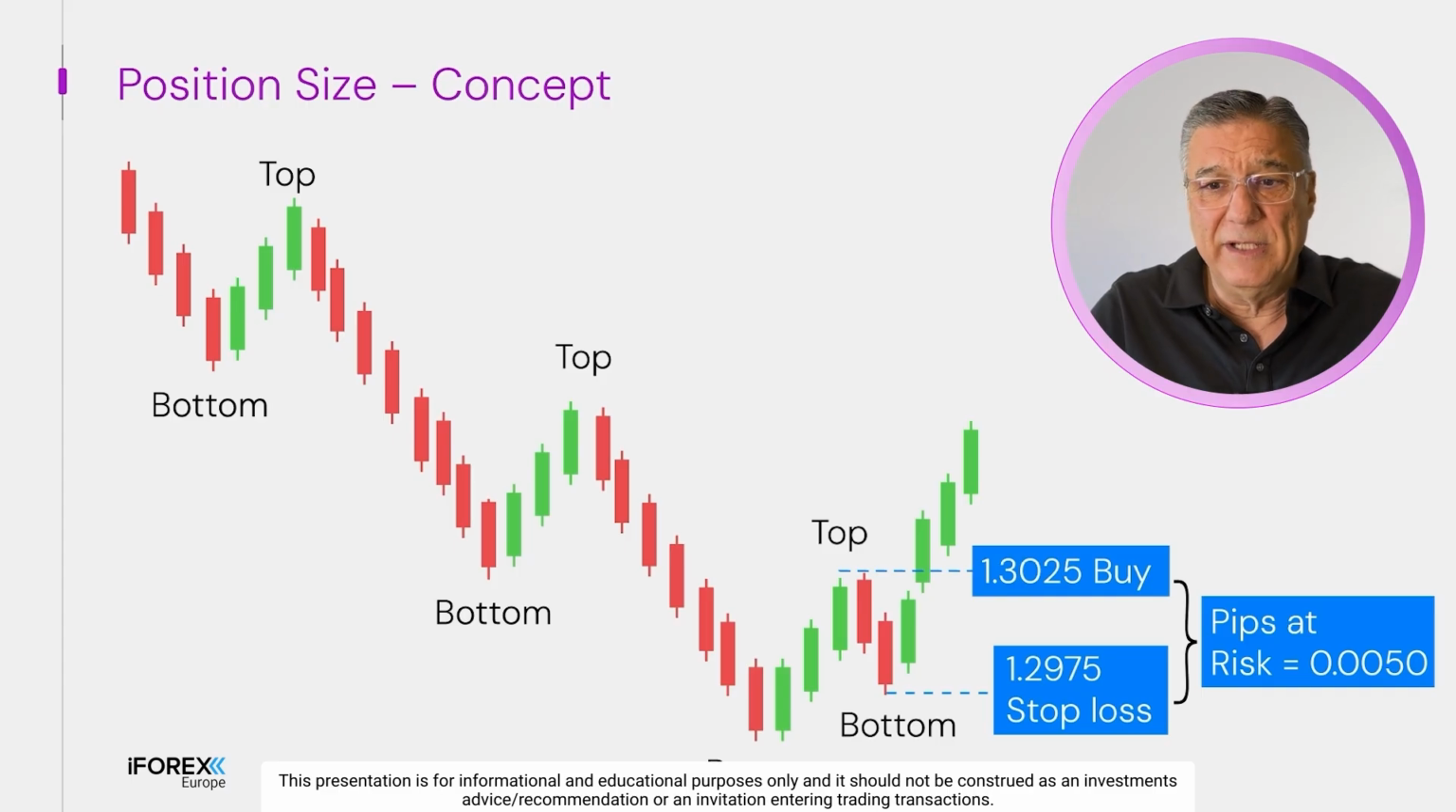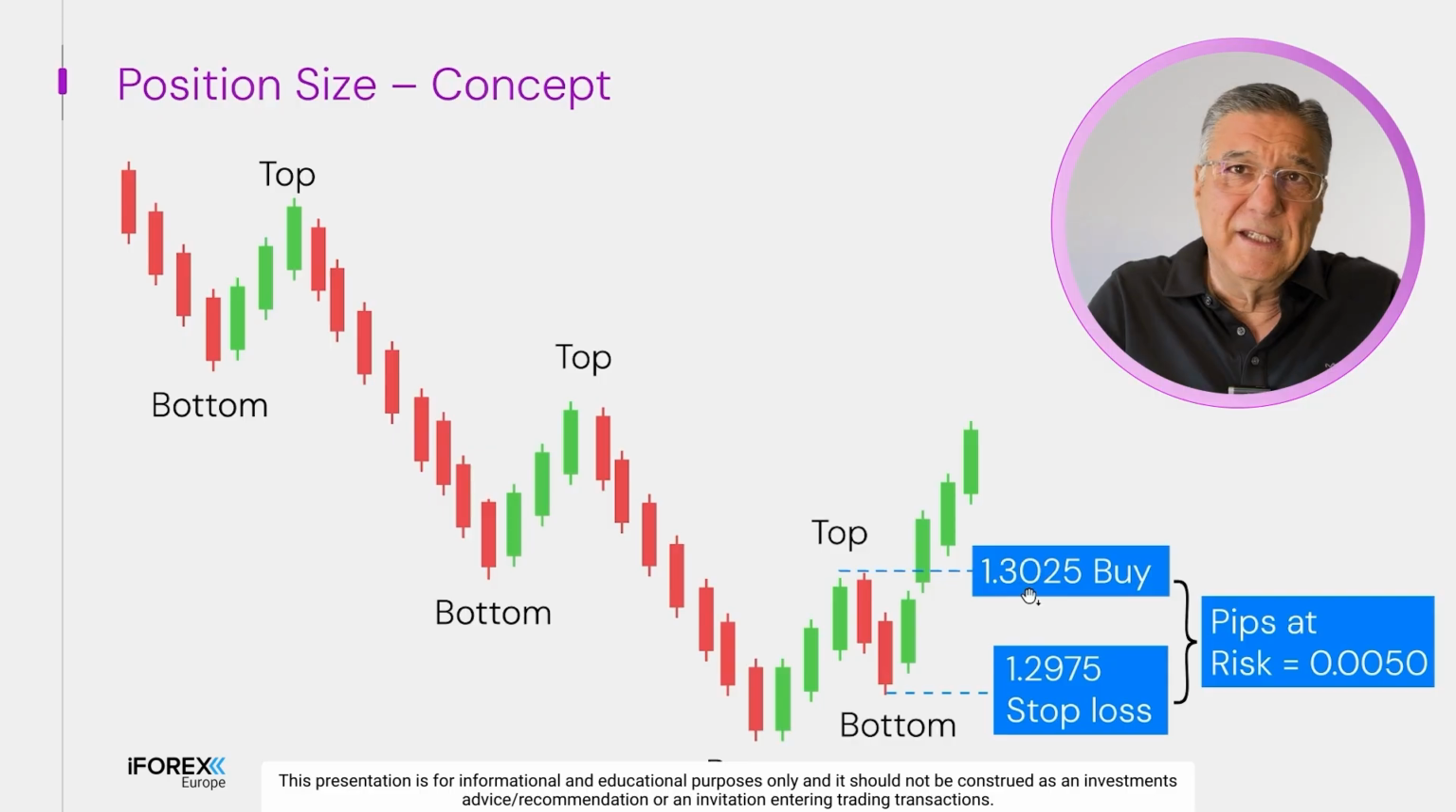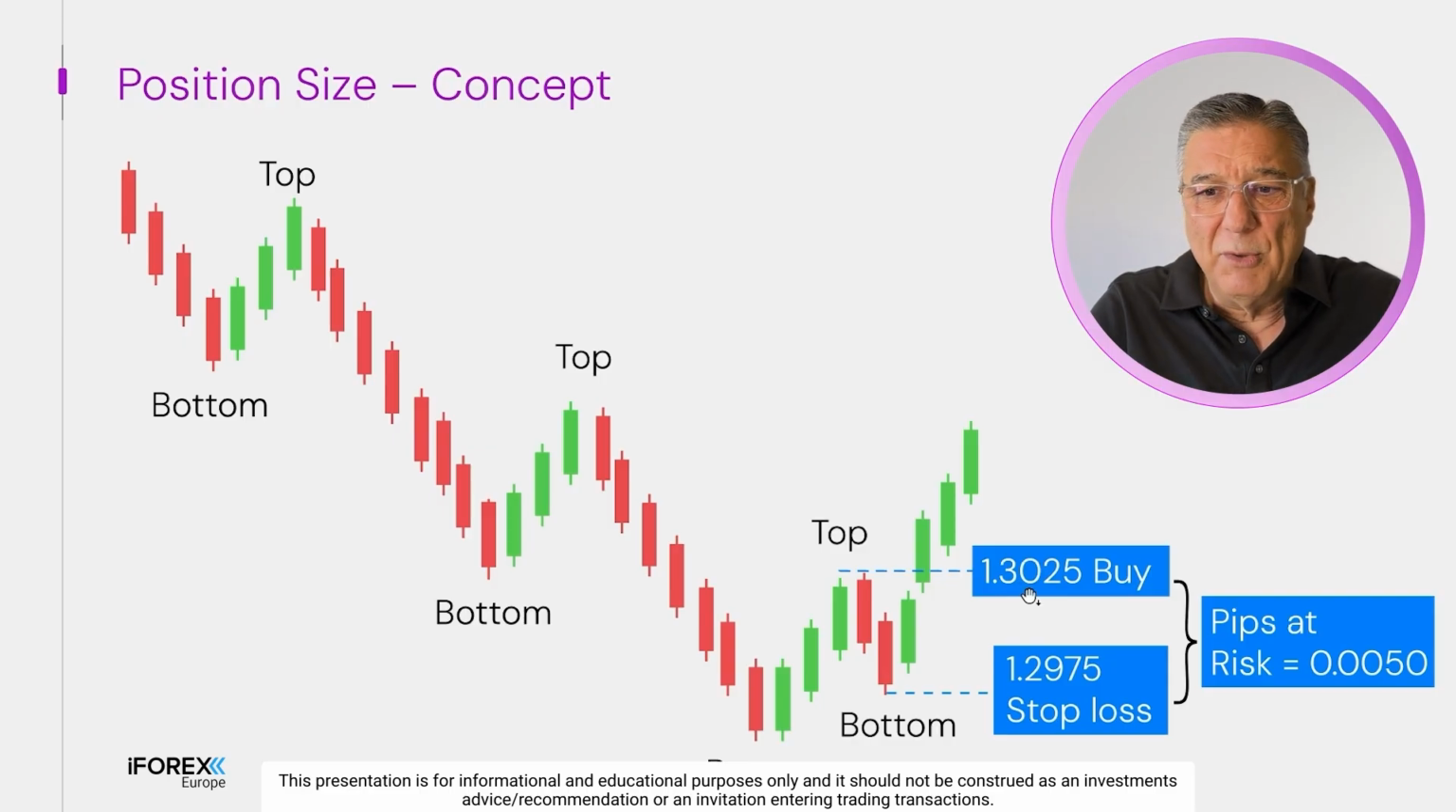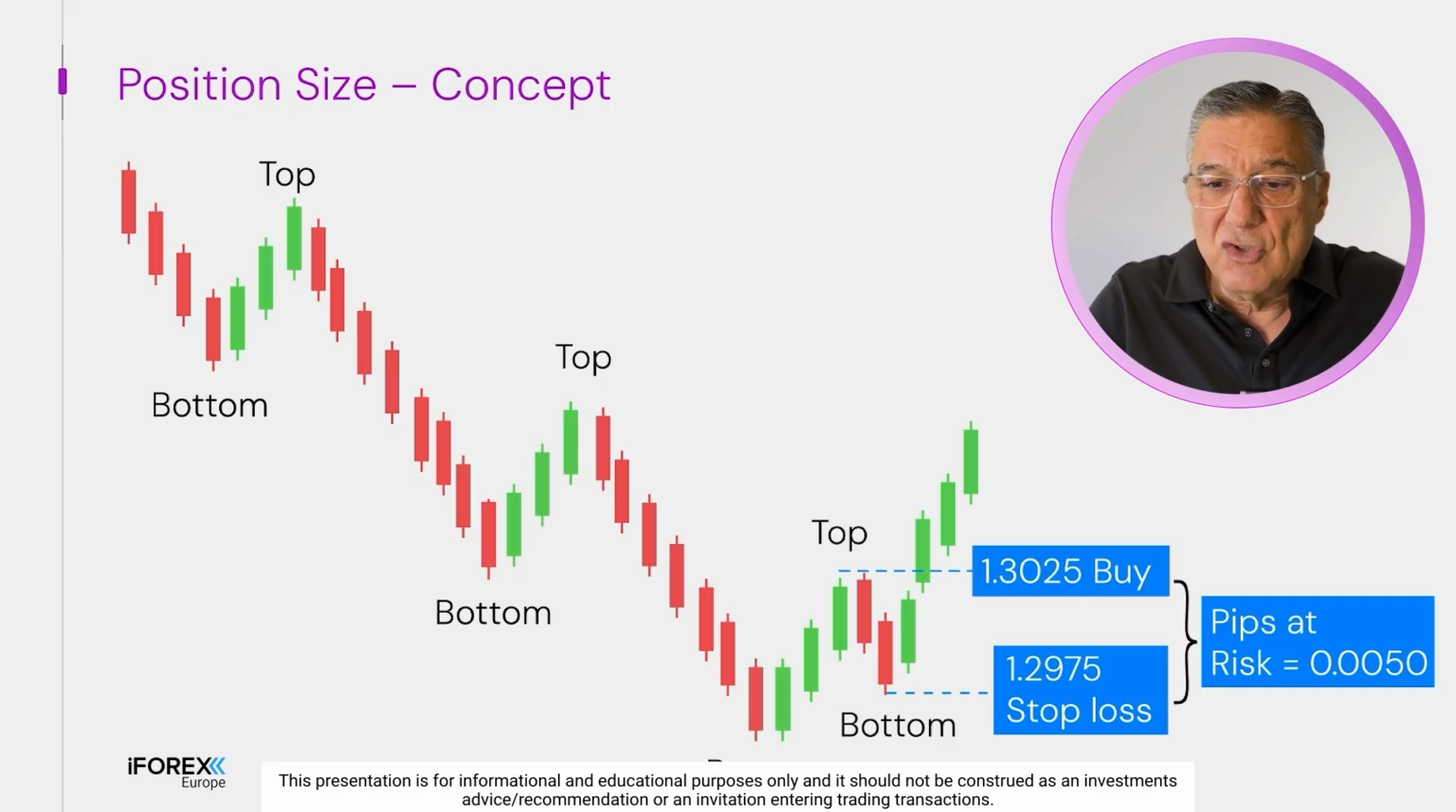Let's take an example here. Say that our entry is at 1.3025 and the stop loss is at 1.2975. If we do the subtraction, then we have a risk of 50 pips or 0.0050. This is 50 pips, right? So this is our risk.